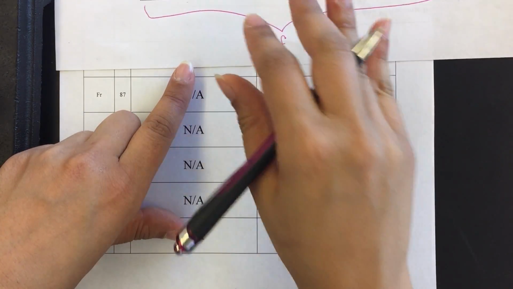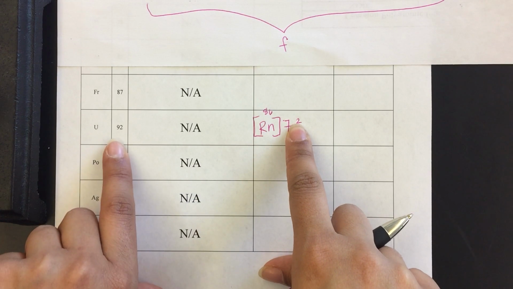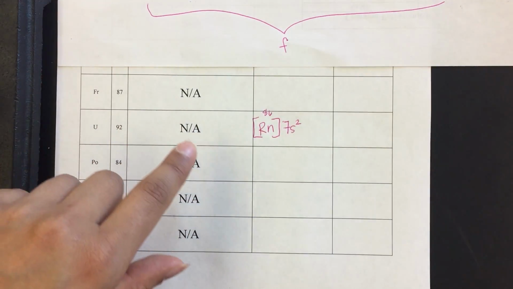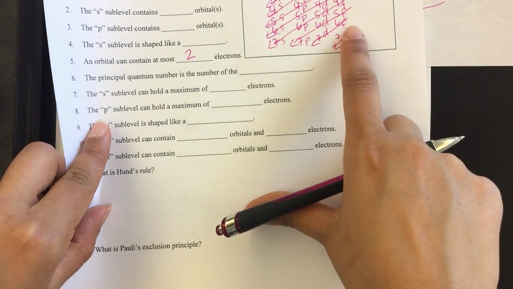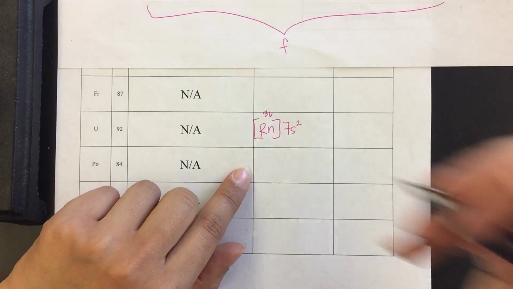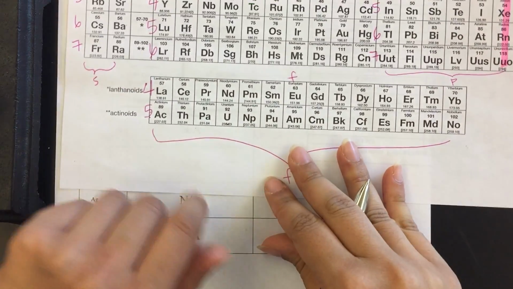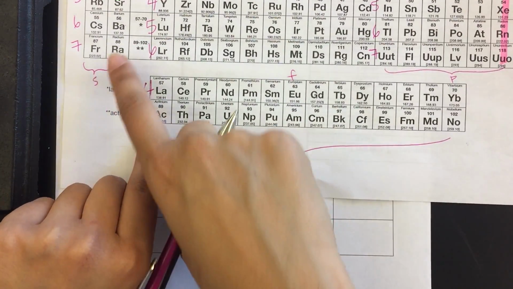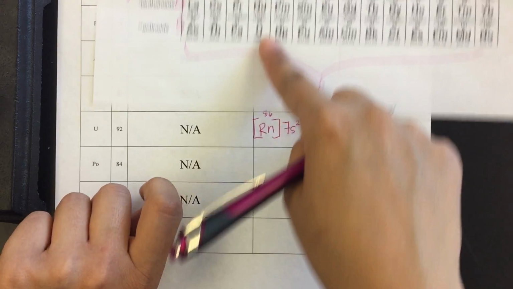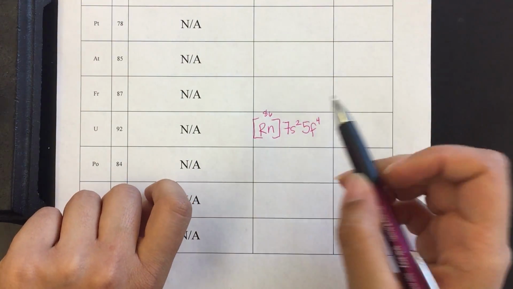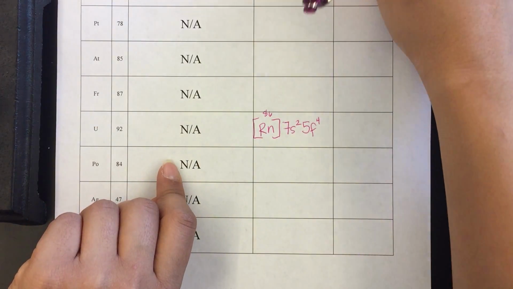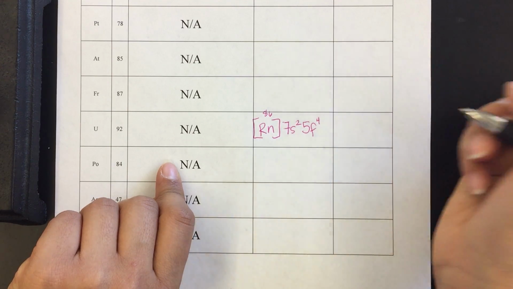After 7s, because 86 plus 2 is just 88, we need to get to 92. If we look at our chart, there are two ways to do it. We can look here, after 7s is 5f, or we could look at the periodic table, where after this section we go down here because it's 88, 89, and U is at 1, 2, 3, 4, so 5f4, and 86 plus 2 plus 4 gets us to 92. So there we go, and then you would do the quantum numbers for F.